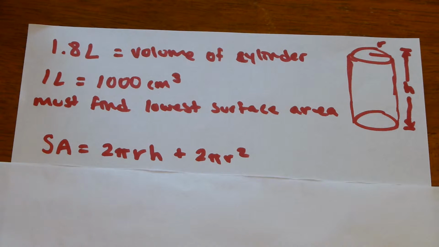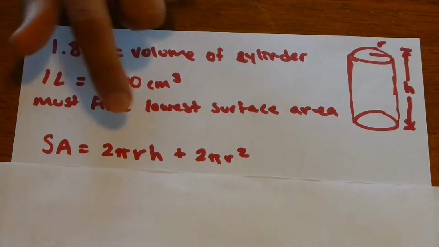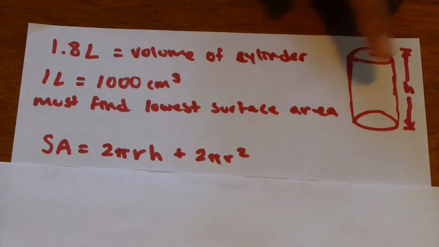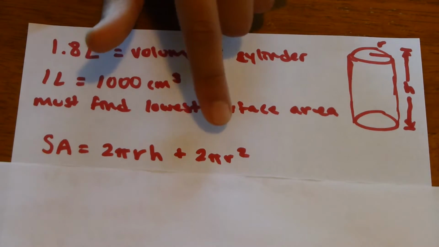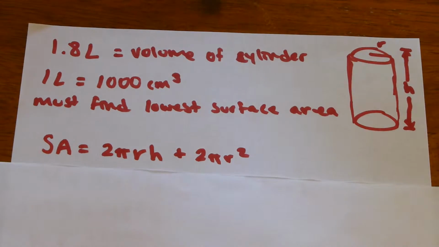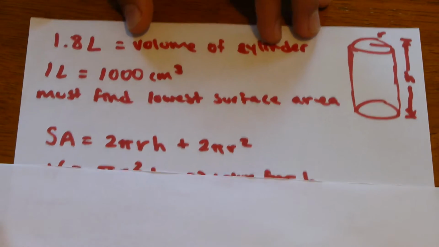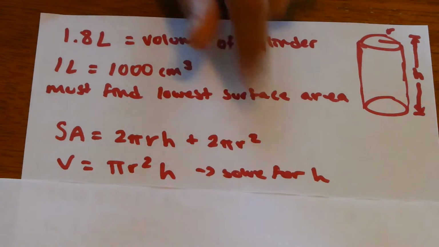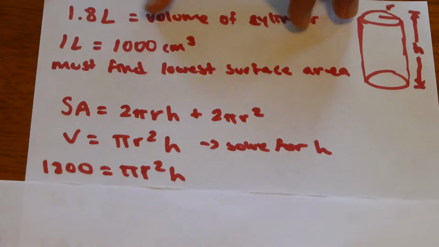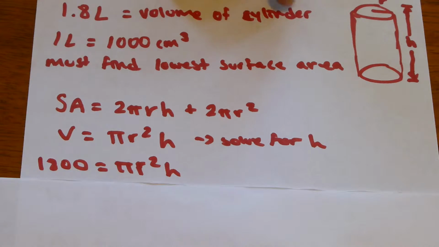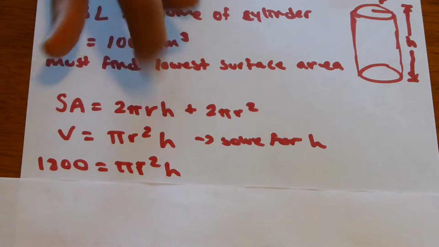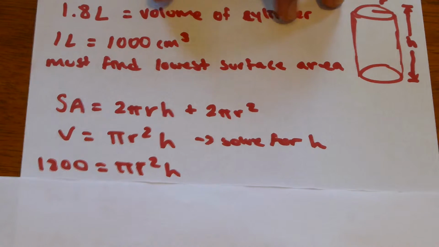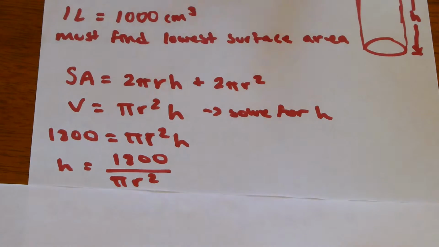Now, we need to optimize the surface area, so we're going to be using the surface area formula. The surface area for a cylinder is 2 pi r times h, which gives us the area of the sides, plus 2 pi r squared, which gives us the top and the bottom. We'll also need the volume, which is pi r squared times the height. In this case, we'll need to solve for h. So we know the volume from previous is 1,800 centimeters cubed, and this is equal to pi r squared h. By solving for h, we get h is equal to 1,800 over pi r squared.